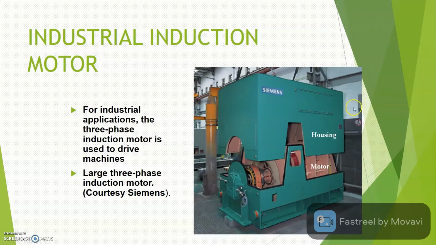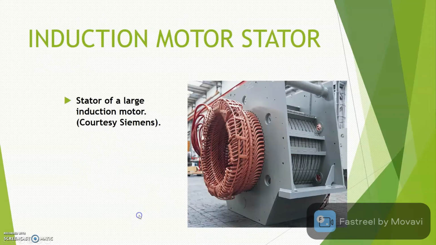This is the example for the three-phase induction motor, or we can call it an industrial induction motor. You can see that the green color represents the housing. Usually the motor will be located inside the housing. Next, this is the example of the constructional feature of the induction motor stator.